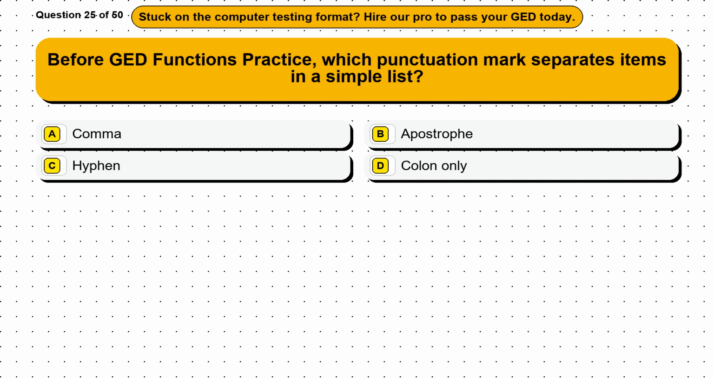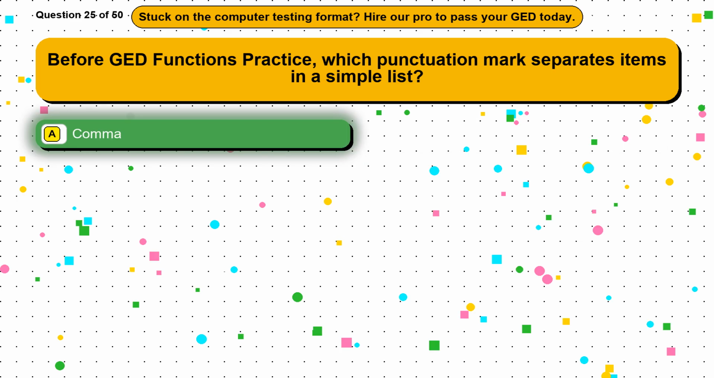Question 25. Before GED functions practice, which punctuation mark separates items in a simple list? Option A comma. Option B apostrophe. Option C hyphen. Option D colon only. The correct answer is option A.